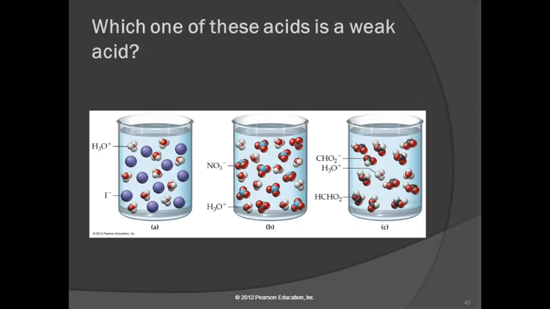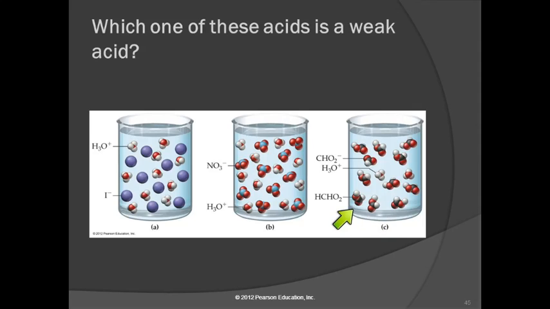So looking at these pictures, which of these is a weak acid? A, B, or C? You kind of have to look at it for a little bit before you can figure out what those things are representing. C is going to be the weak acid.